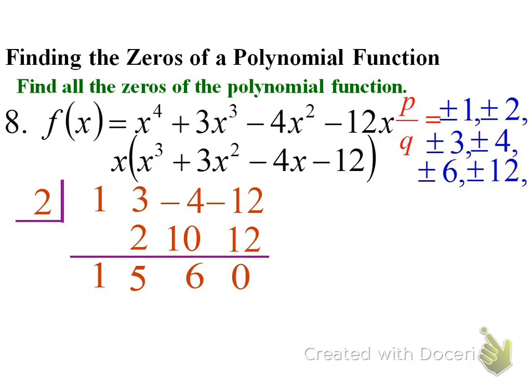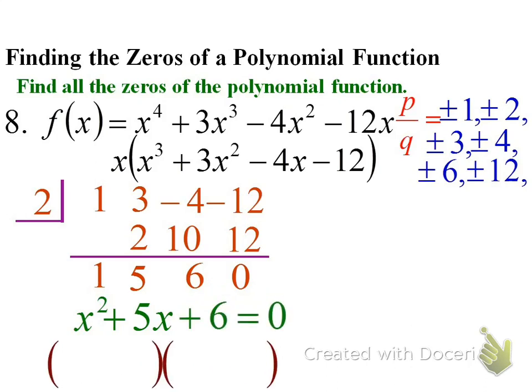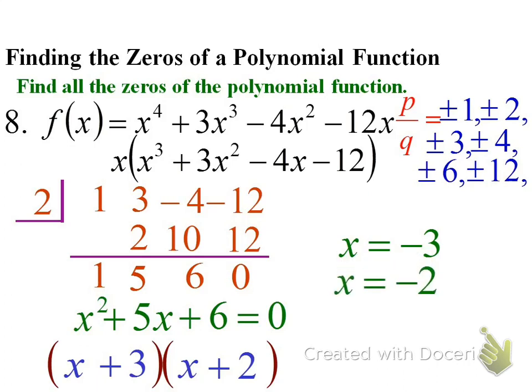What else? What from here? This is just a trinomial now. Do multiply, add. What is it? Very good. 3 and 2. That gives us -3 as a solution. It gives us -2 as a solution. It gives us 2 as a solution. And then this x gives us 0 as a solution.